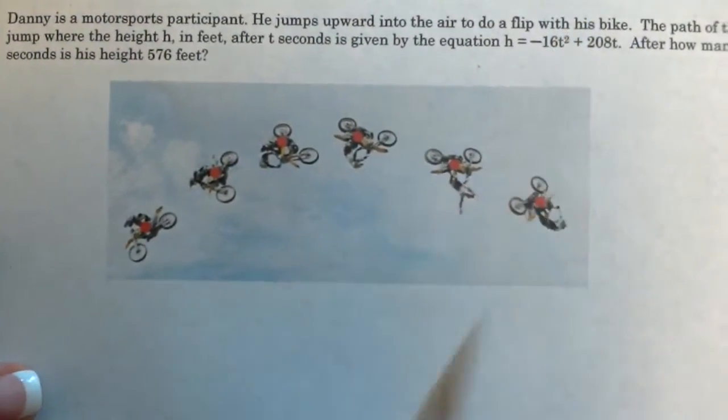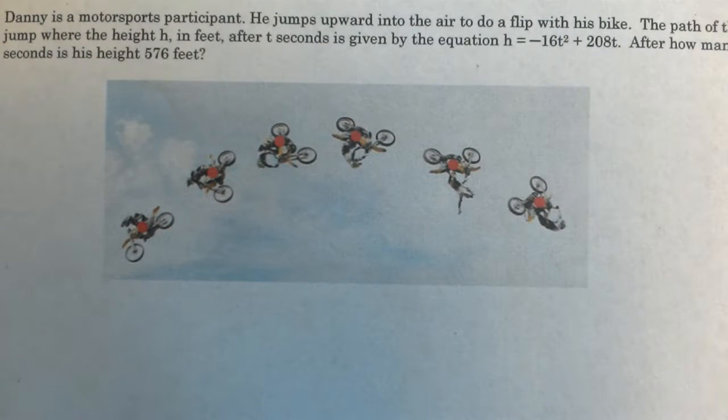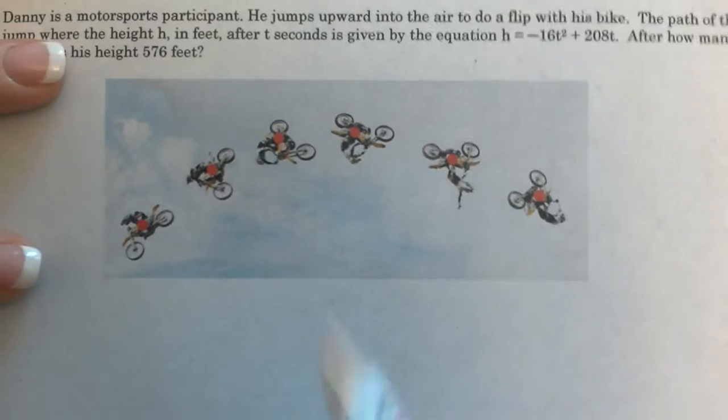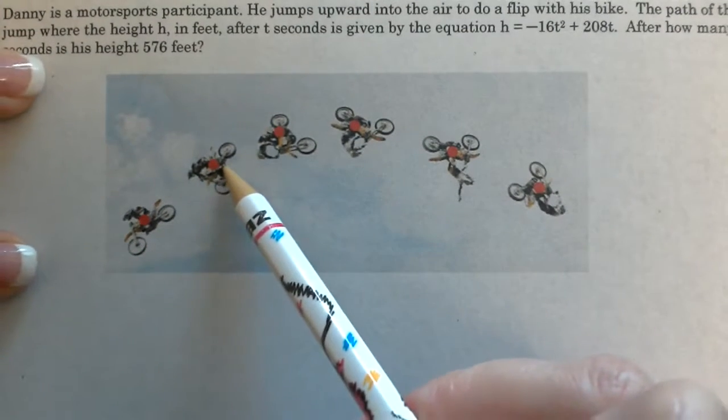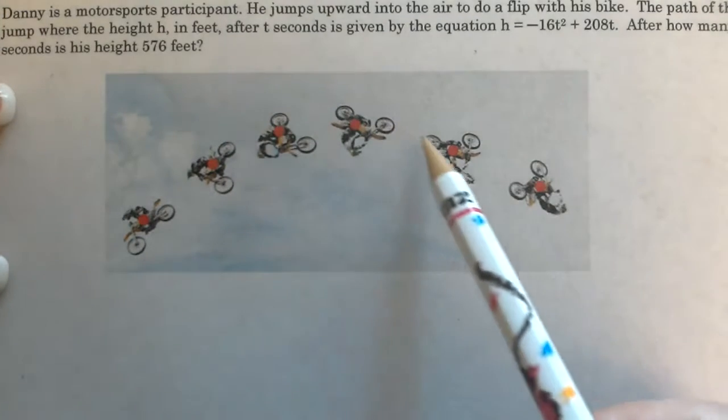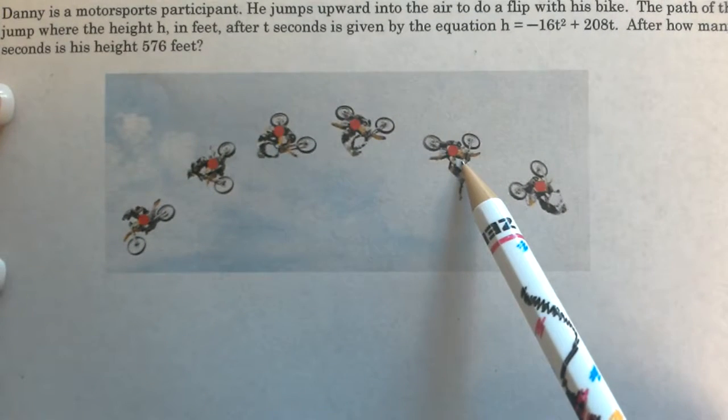So let's do one more. Danny is a motorsport participant. He jumps up into the air and does this cool flip with his bike. Wish I could do that. I can't do that. The path of the jump, where the height is in feet, is given by this equation. About how many seconds is the height 576 feet? So again, he's going to reach 576 feet on the way up, and he's going to reach that 576 feet again on the way down.